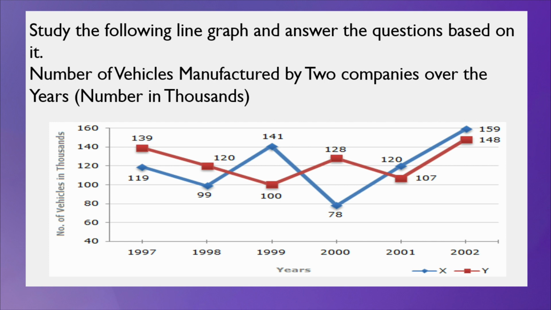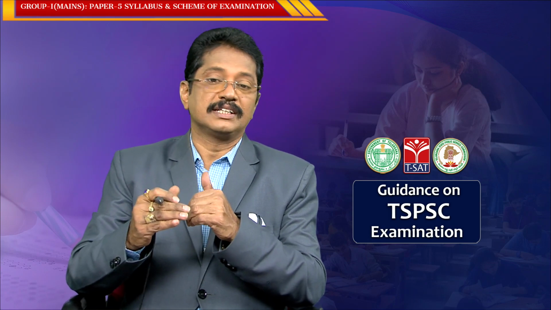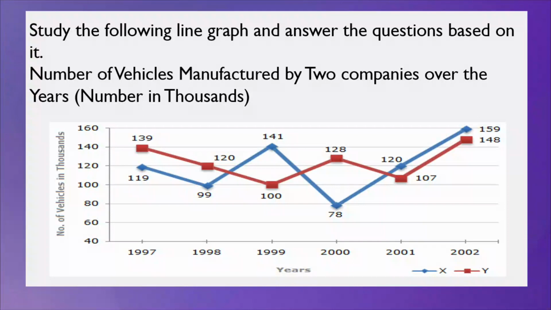So, here the vehicles manufactured by two different companies is given in the form of a line graph. Line graph means here it is nothing but a frequency polygon, clear. Okay. Now, see, in 1997 one company is shown in the red color and another company is shown in blue color.